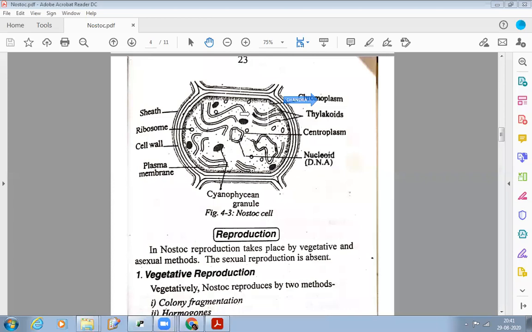In the chromoplasm, there are many thylakoids which are bearing the different pigments. Right, clearly we can see here. Moreover, the cyanophycin granules are nothing but the reserve form of food material, also seen in the chromoplasm. Right. Next is the reproduction.